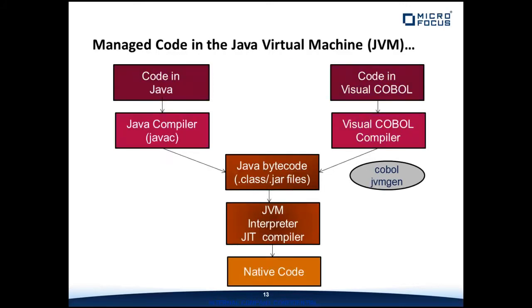For managed code in the Java virtual machine, we see a very similar structure. Code from either Java or COBOL can be compiled into a common intermediate language file known as bytecode. These files will be stored with the extension .class, or they can be packaged into a jar or Java archive file. They can be executed by loading them into the Java runtime environment, where they will be either interpreted or JIT compiled into native code and then run.